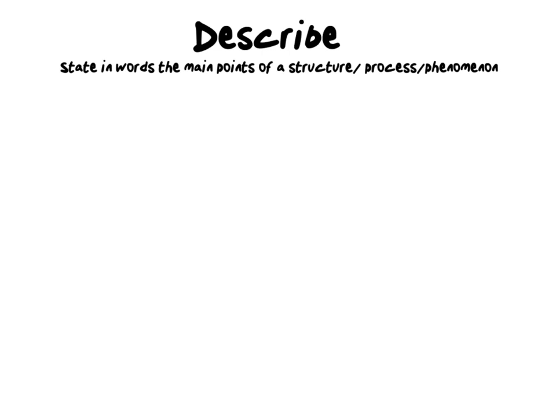Next up, we have describe. Now, describe is when we are going to state in words the main points of a structure, a process, or some kind of phenomenon. Now, in exams and tests, this normally takes the form of a much longer answer. We're looking at 6, 8, 12 marks maybe, perhaps even an essay. And describe has numerous components that must be in your answer in order to get full marks. And these are the following.